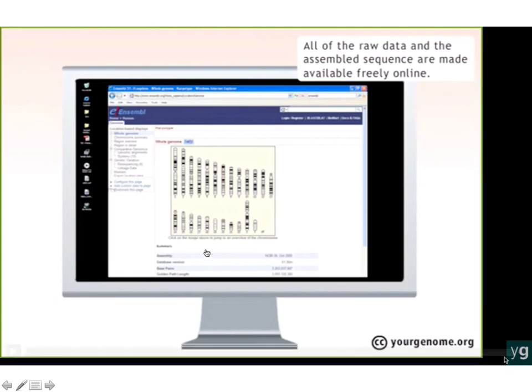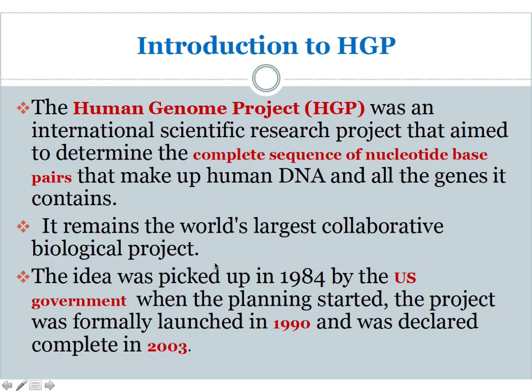Hope you understood this. Now I will explain in writing what the Human Genome Project is. As you have seen, the Human Genome Project was an international scientific research project that aimed to determine the complete sequence of nucleotide base pairs that make up human DNA and all the genes it contains. And it is the world's largest collaborative biological project so far. Actually, the idea was picked up in 1984 by the US government, and it was launched in 1990 and completed in 2003.